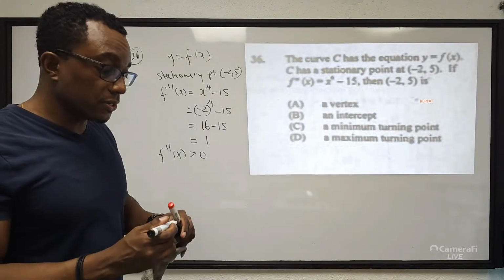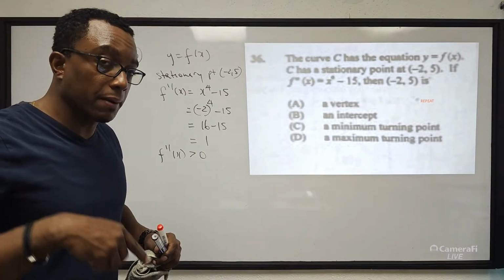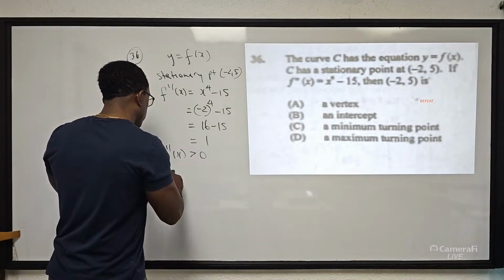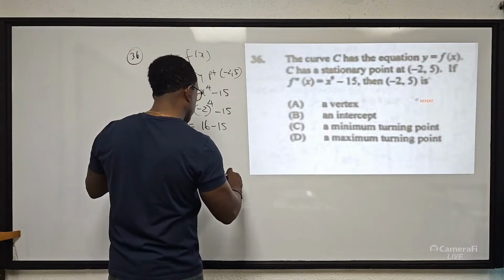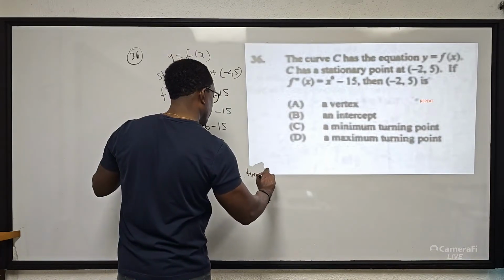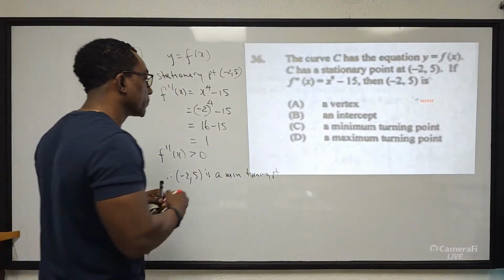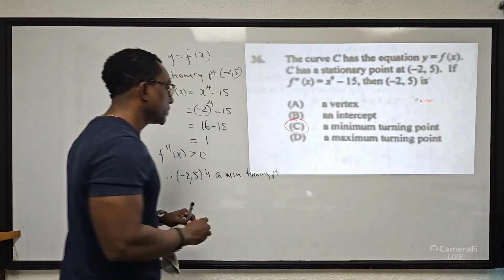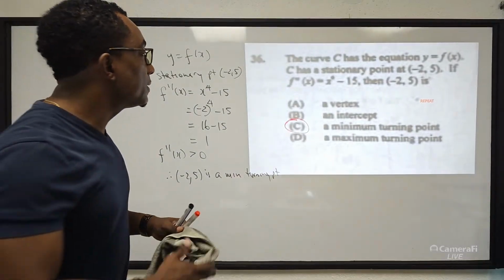And if it is greater than 0, always think of the reverse process. When it's greater than 0, that will be minimum. So the point negative 2, 5 is a minimum turning point. Whose answer is C. So it's a minimum turning point. So let's look at 37.